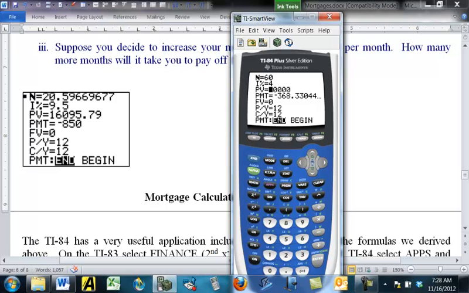If we start with 0 and actually save that amount of money, $368.33, let's just say 369. And we want the future value to be the 20,000.